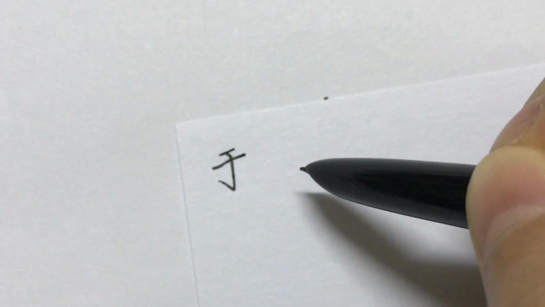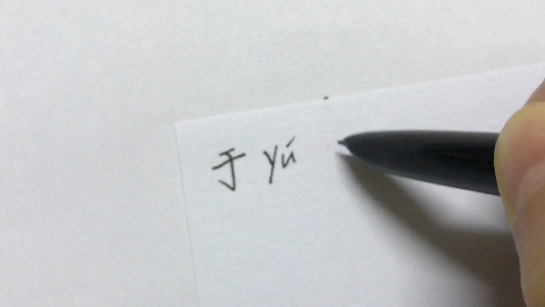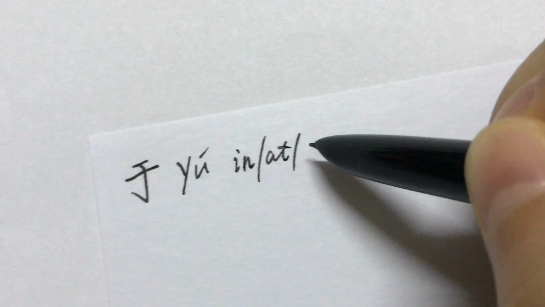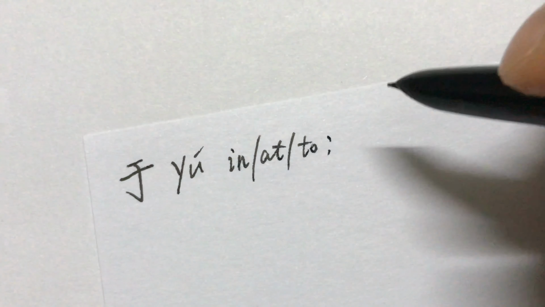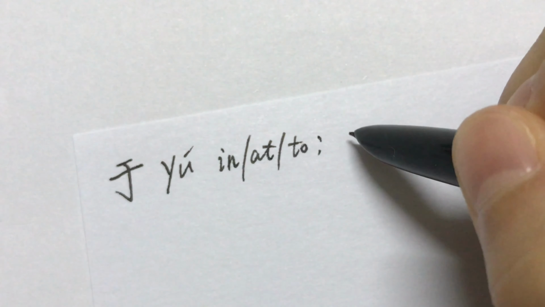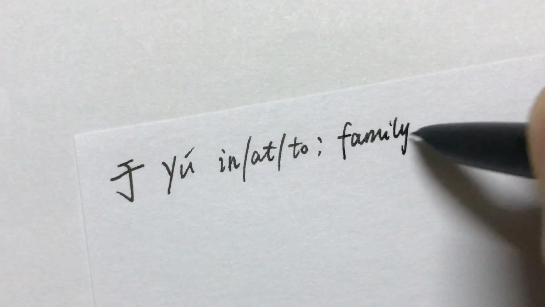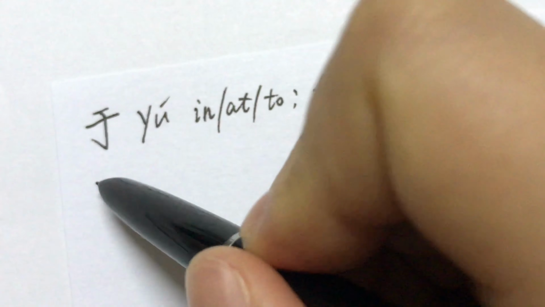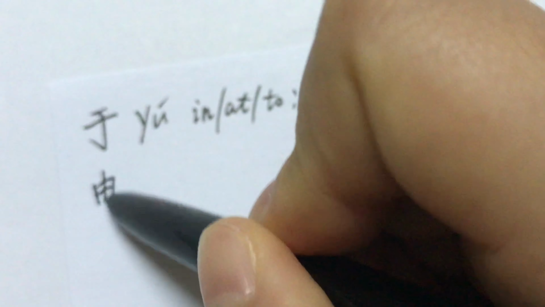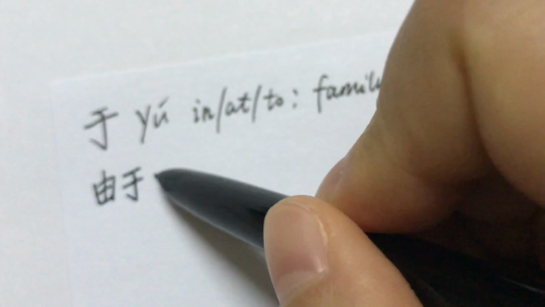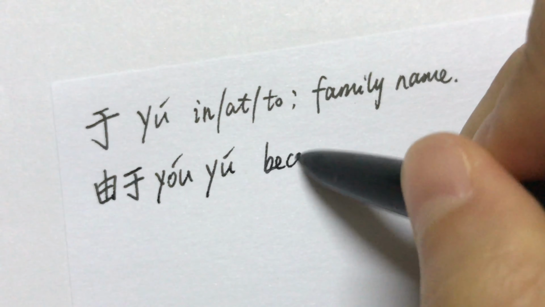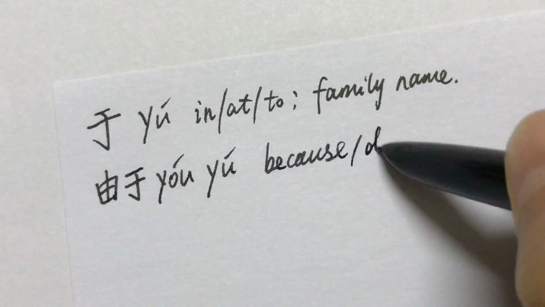于 means in, at, to. Also, this is a Chinese feminine name. For example, 由于 means because, due to.